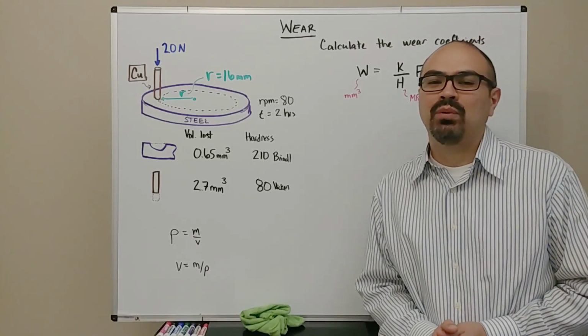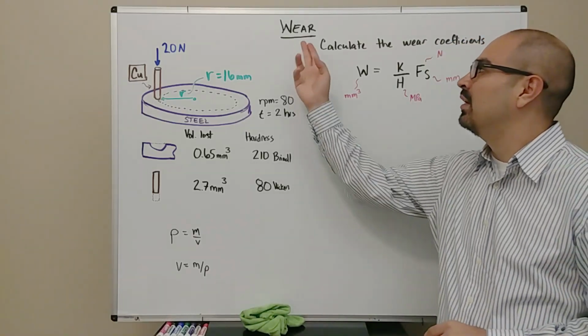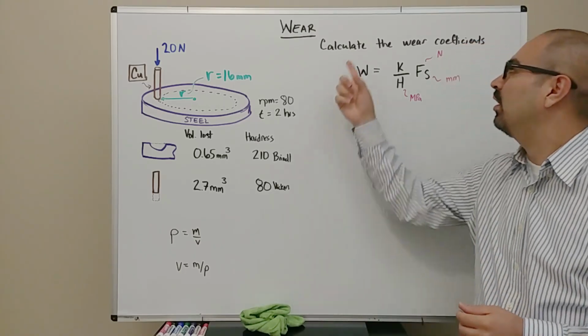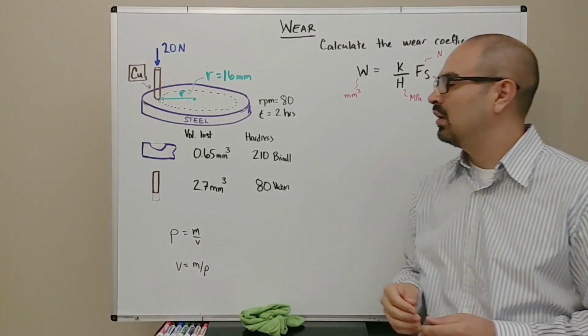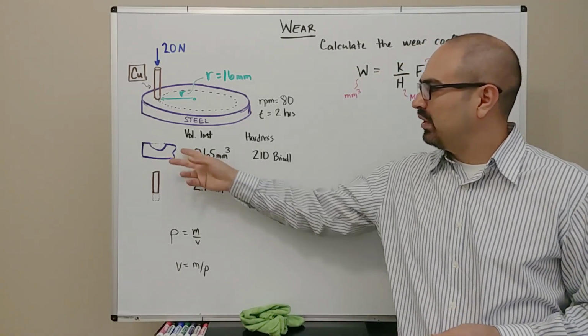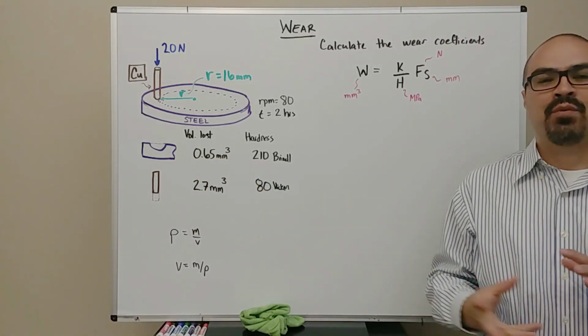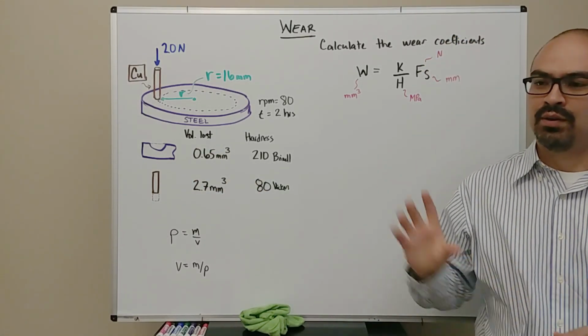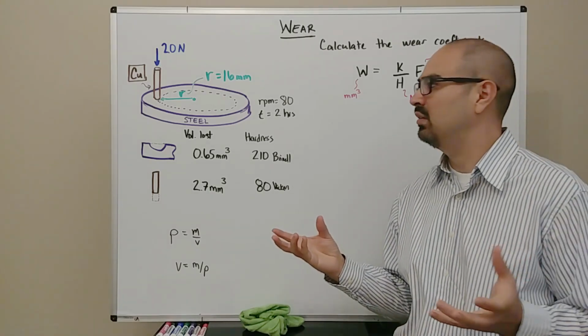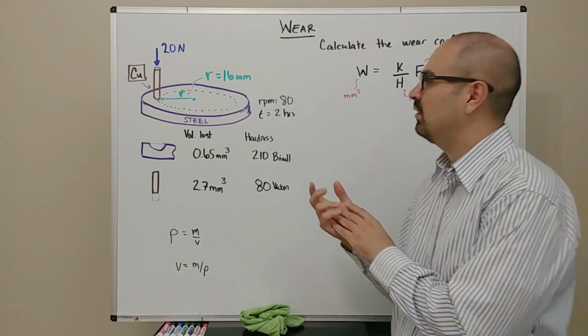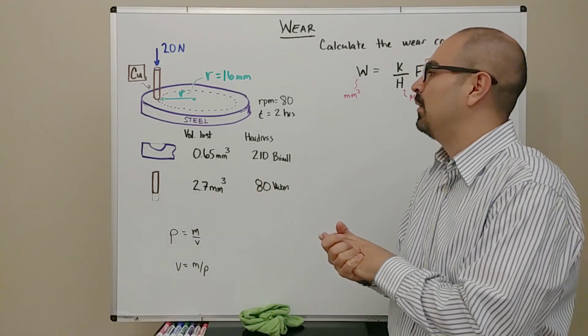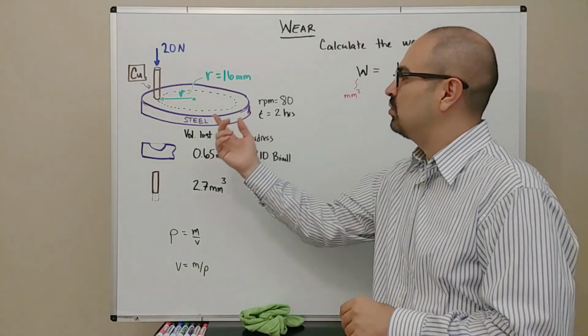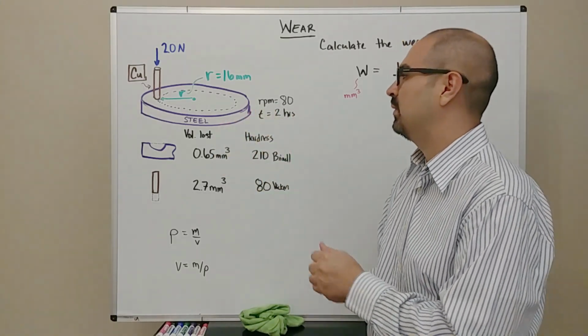Howdy, in this example, we're going to talk about wear. Specifically, we're going to calculate the wear coefficients for copper and steel from data that was gathered from a pin and disc test. So what is a pin and disc? A pin and disc test is a very basic test that we can do to calculate wear rates of materials.